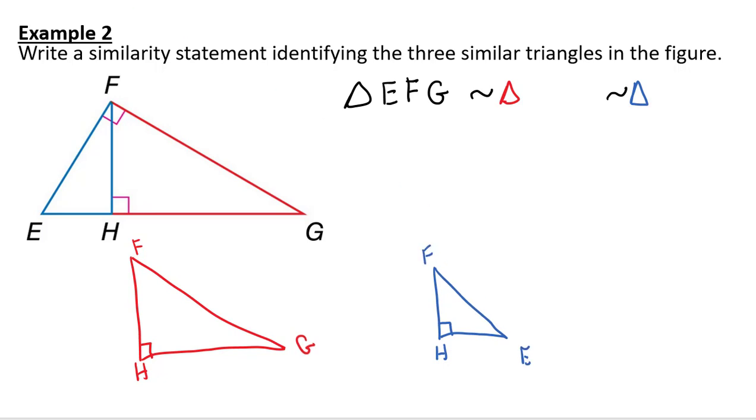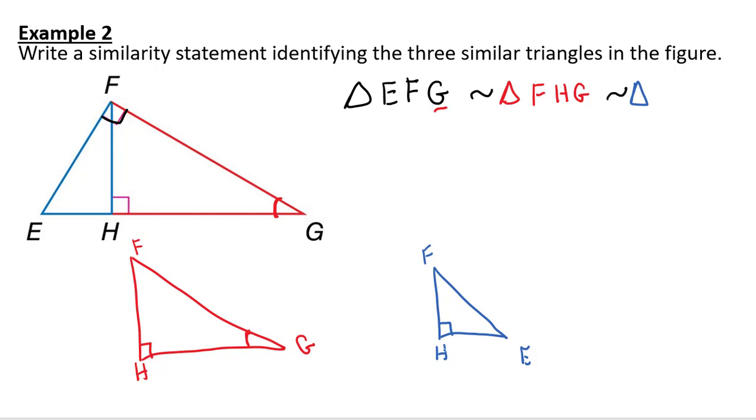Okay, so let's try and get our corresponding parts. In the big triangle, my right angle here is at F. And F is listed as the middle vertex. So in the red triangle, my right angle is at H, so that's the middle one. In the red triangle and the big triangle, they both share a common angle G. Since G is listed second, G goes there. I have to complete it with F.